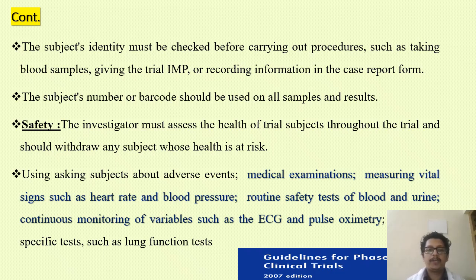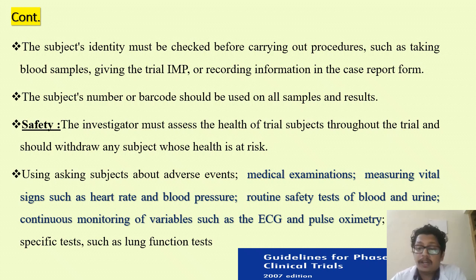Using asking the subject about the adverse events, medical examination, measuring vital signs like heart rate, blood pressure, routine safety monitoring of blood and urine, continuous monitoring of variables like ECG, pulse oximeter, specific other tests and lung tests may be needed according to the trial type to ensure the safety of the patient.